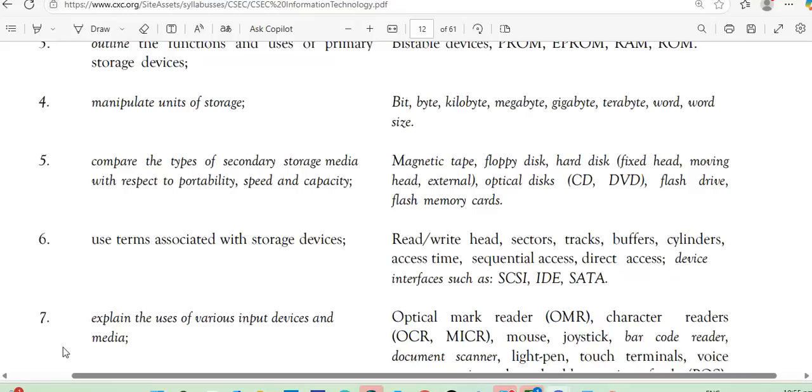Direct access, also known as random access, refers to the ability to access data directly without having to read or write data in a specific sequence. This type of access is slower than sequential access, but it provides more flexibility.